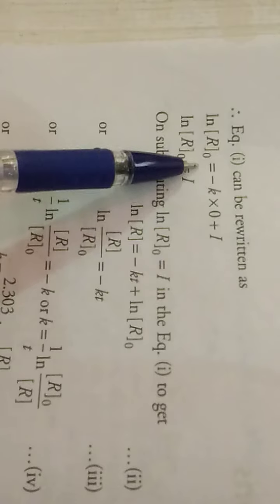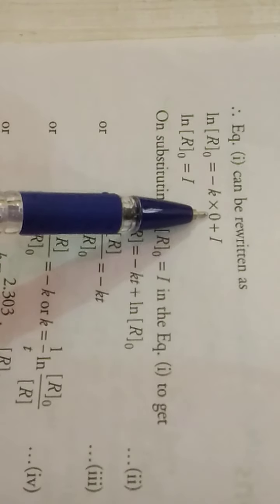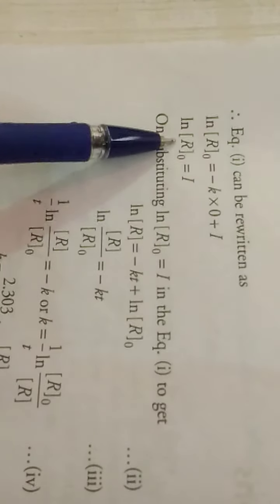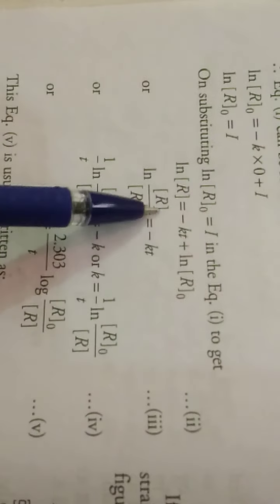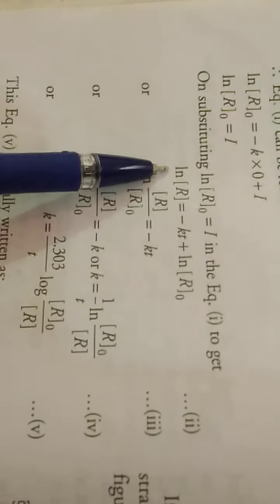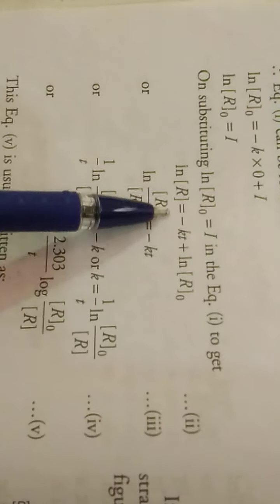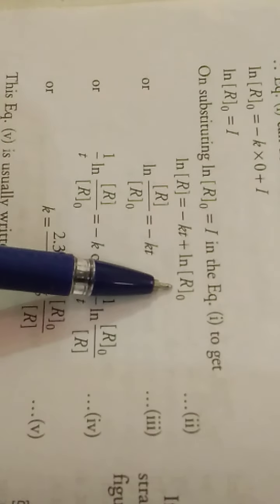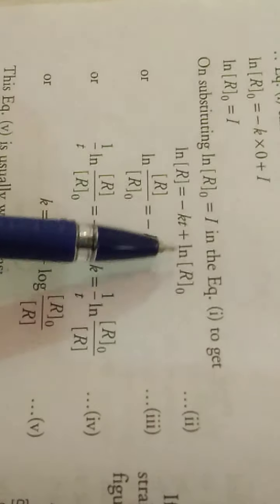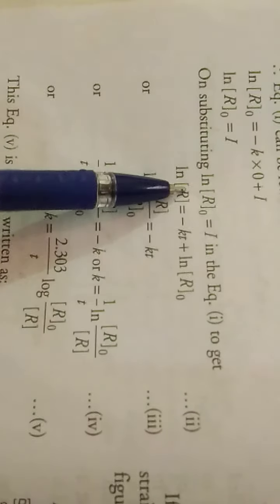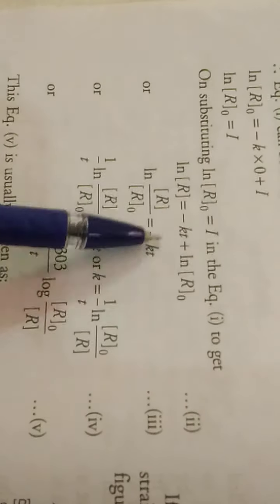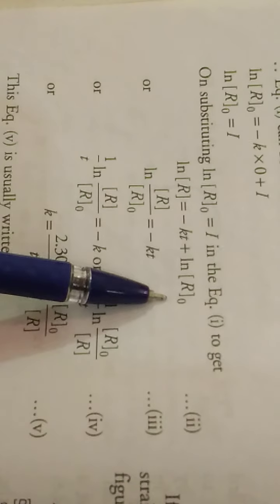Okay now children, so this is how we got ln R0 equals minus K into time 0 plus I. So ln R0 is equal to I. We have just kept the value in this equation and we got ln R equals minus Kt plus ln R0. Now children, this will go to that side, ln R0 will go to that side. So it will be ln R minus ln R0.